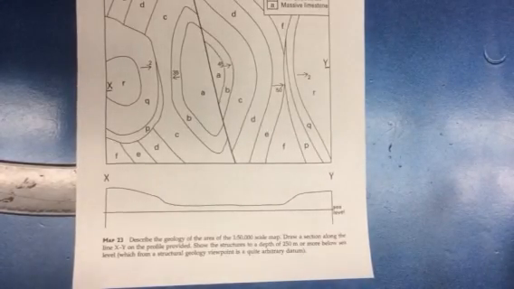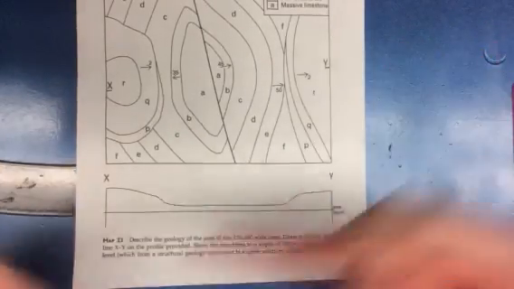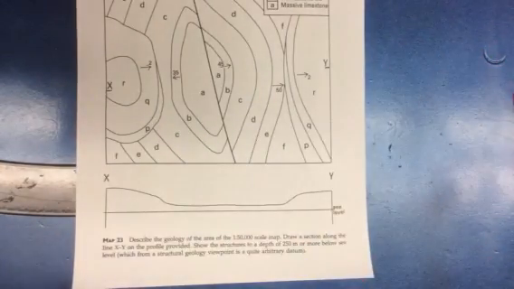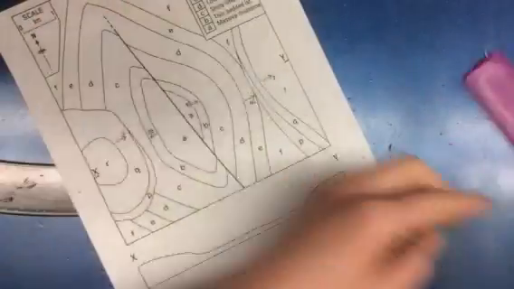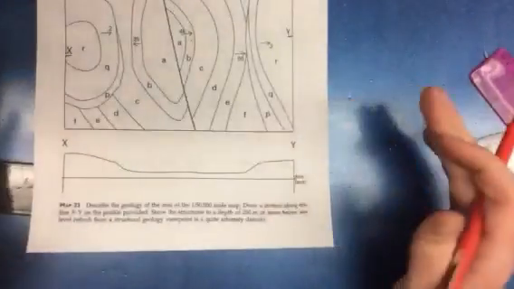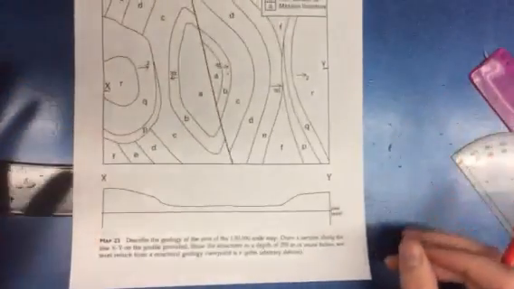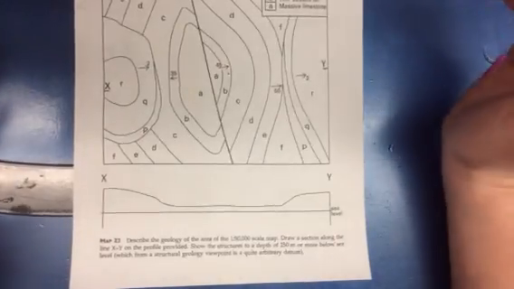Okay, so for your advanced option, you're going to have this page in your packet, and you're also going to want to have a ruler and a protractor. I'll have those at the front desk for you to pick up if you decide to do this. Now, this is called structural geology.